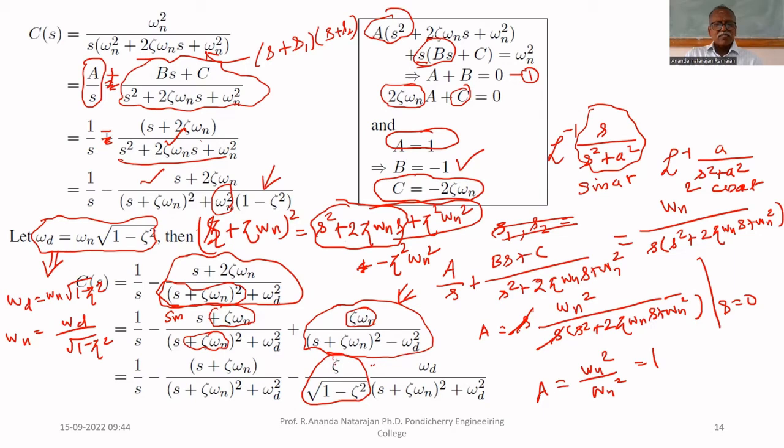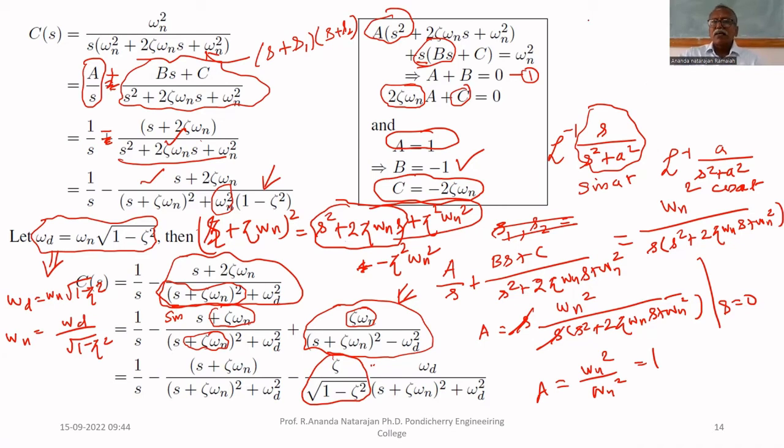Zeta is also taken outside: zeta divided by square root of 1 minus zeta square, omega d upon (s plus zeta omega n) whole square plus omega d square. Now omega d is assumed as a, so an a upon s square plus a square term is there. Instead of s, if s plus b is there, let us assume s plus b.